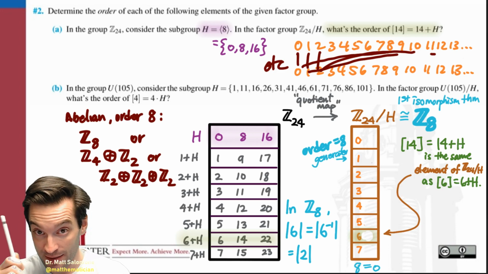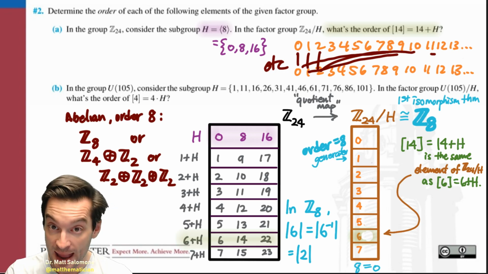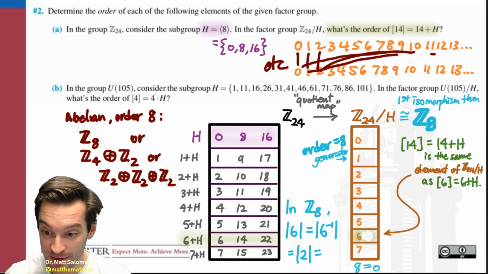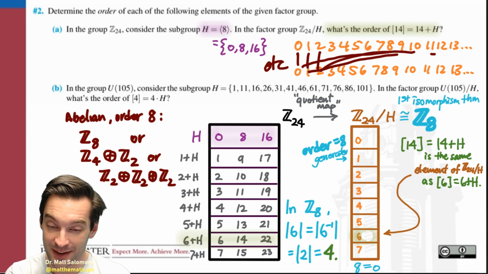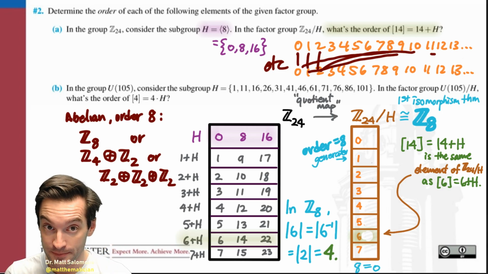And with that lens on the element 6, it's the same as 2, and therefore its order is going to be equal to the order of 2. How many times do I have to add 2 to itself before the result is a multiple of 8? 4 times. So this feels like a cognitively easier way to answer this problem, using the more sophisticated tool work of the first isomorphism theorem.